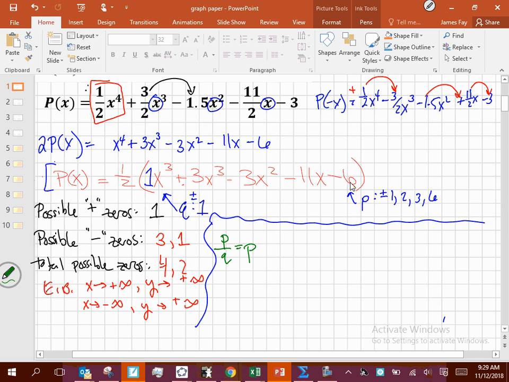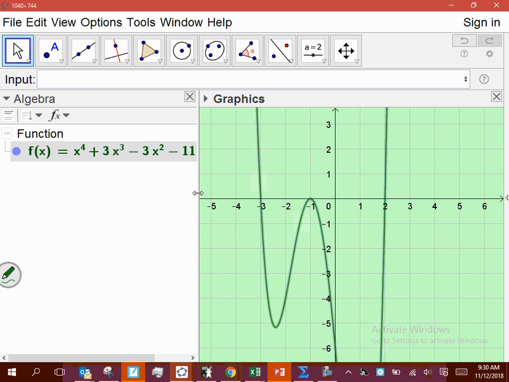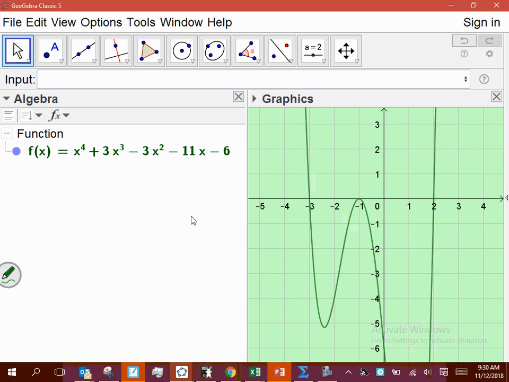So what I want you guys to do, it doesn't matter which one you do, take the original P of X or, since we're factoring this one, I would factor this one, or graph this one, and see where my zeros are. So that's what I've done. I've graphed this. Now you can do this on GeoGebra, you can do it on Desmos, you can do it on your TI-84. Again, the TI-84 would probably be the last one I use because it's a pain in the butt to see what these zeros are.